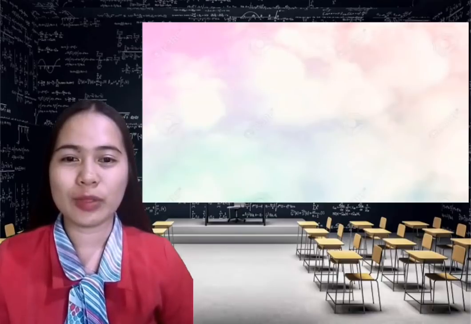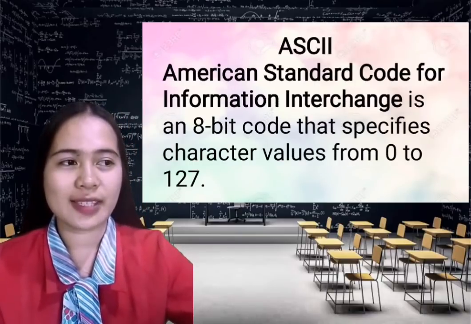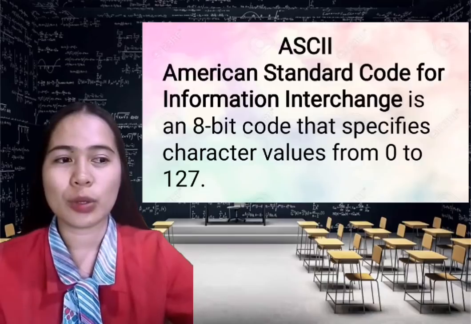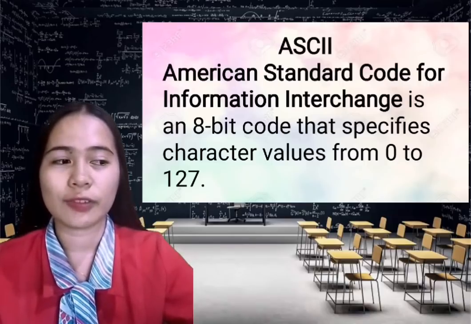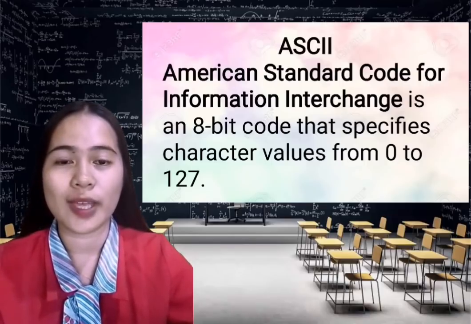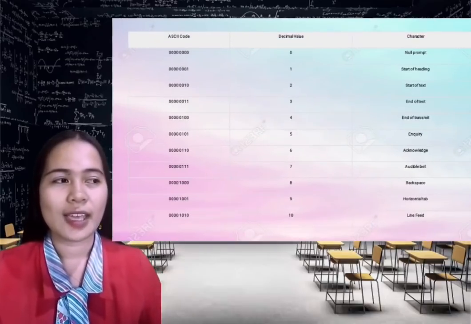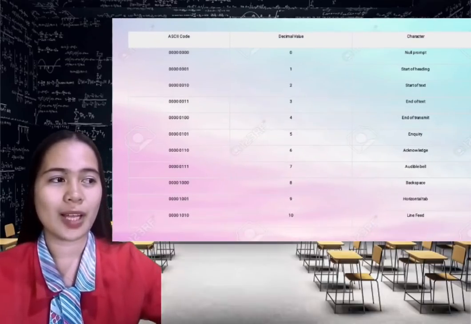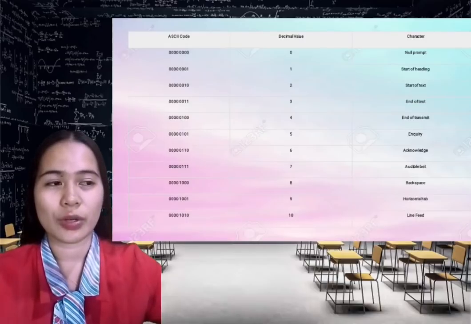This time we will move on to the next popular text code system, which is the ASCII, or the American Standard Code for Information Interchange. That is an 8-bit code that specifies character values from 0 to 127. So we have here the tabular column for the ASCII. The first character is the null, meaning no value, so the decimal value and the code is 0.